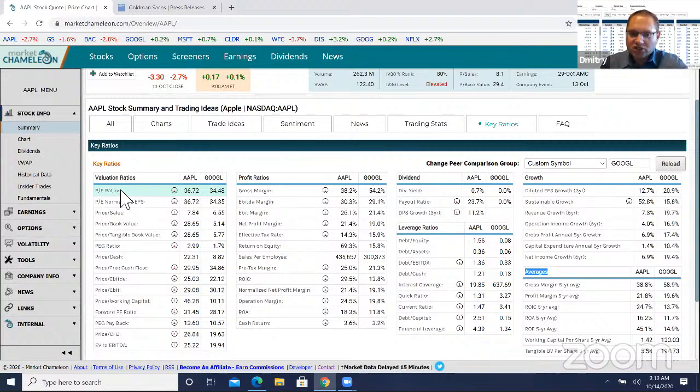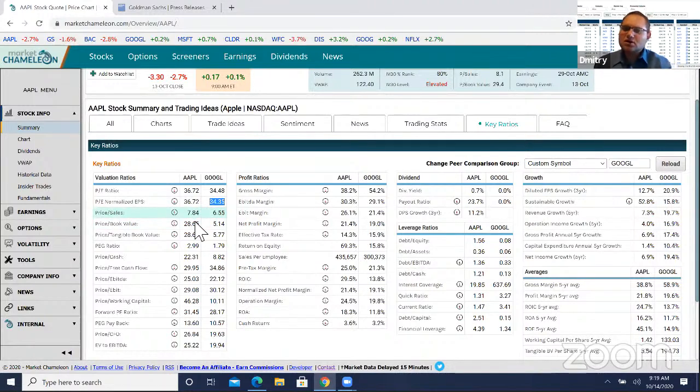Okay, so let's first take a look at their valuation ratios, and we see here that on a PE ratio, so what is the price you're paying above what the company actually earns in the last 12 quarters, right? So how much over are you paying? So here we see that Apple 36.72 versus Google 34.48. So on a relative basis, we're paying a little bit more for Apple than we are for Google. Same thing if we normalize it, the earnings per share, a little bit over for Apple than Google.